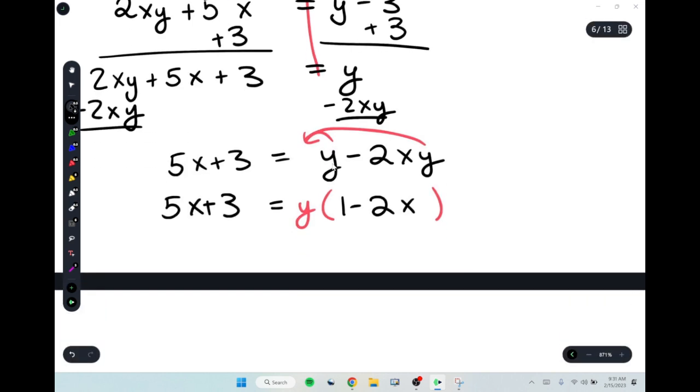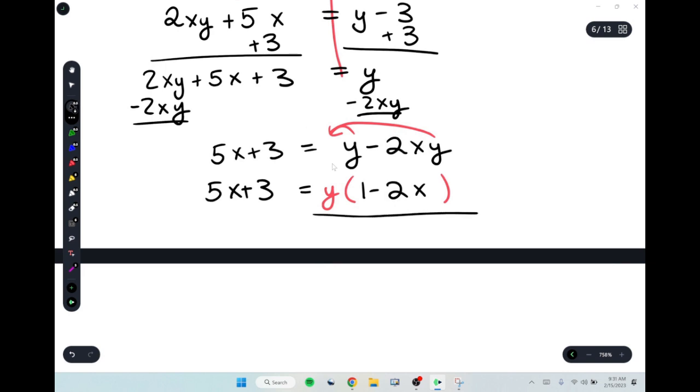All right, I think there's one last step. Divide by the whole thing, 1 minus 2x.